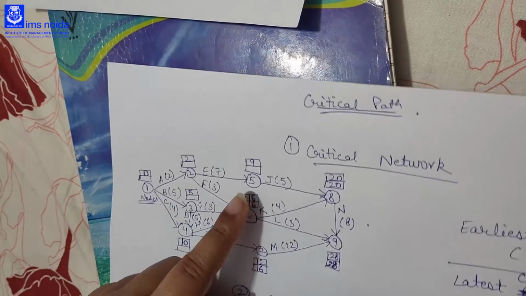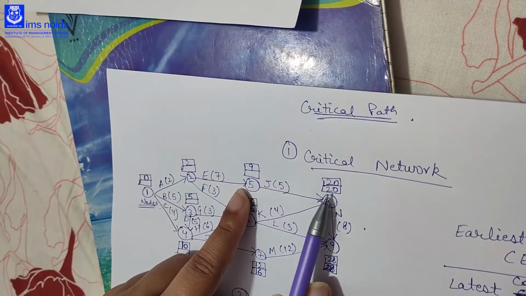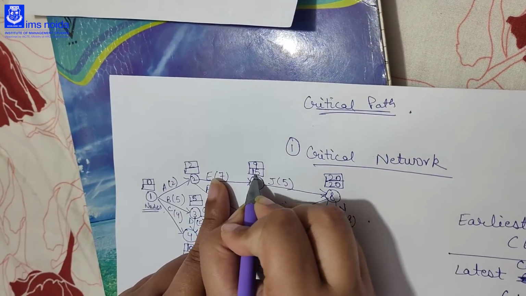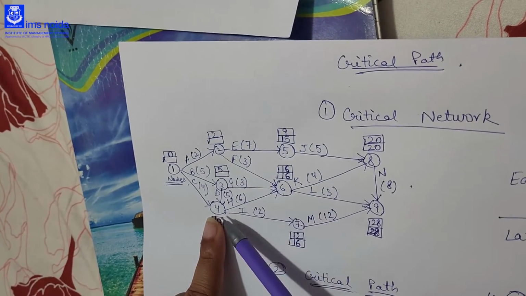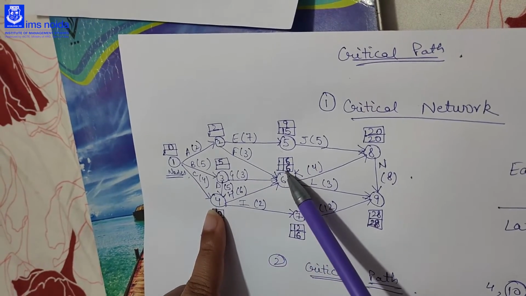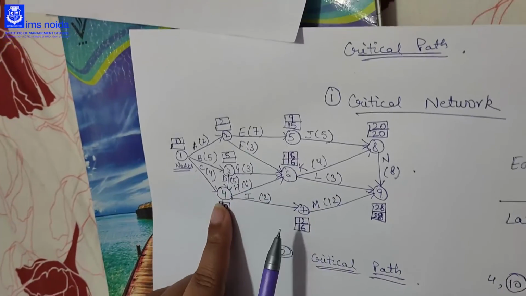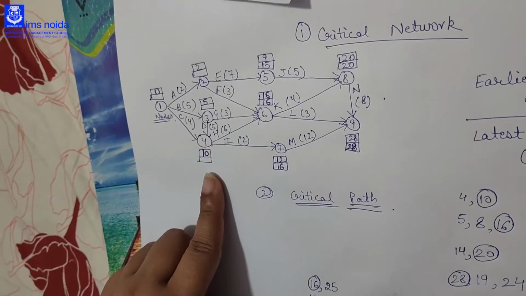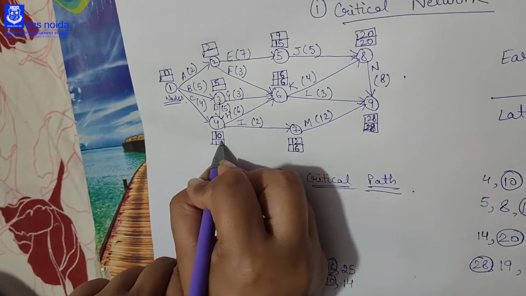Fine. Now you come to the 5. There is only one way to come to the 5, that is 8 to 5. You subtract 5 from 20, that is 15. So your LC of 5 is 15. Then you come to the 4. There are two ways to come to the 4, that is 6 to 4 and 7 to 4. If you are coming from the 6 to 4, you will subtract 6 from 16, that is 10. And if you are coming from 7 to 4, you will subtract 2 from 16, that is 14. So the minimum time is 10. You will take the LC of 4 as 10.